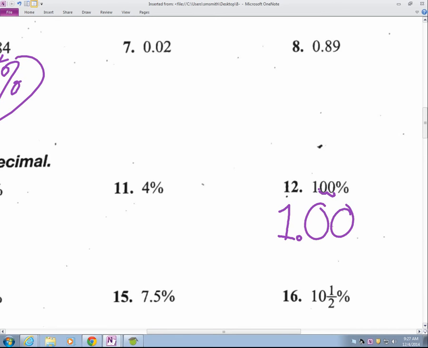I will tell you that Skylar did find the correct answer for number 12. That is the correct answer because what she did was she moved the decimal point 2 to the left, making it 10.5%. 10.5% is 10.5%.